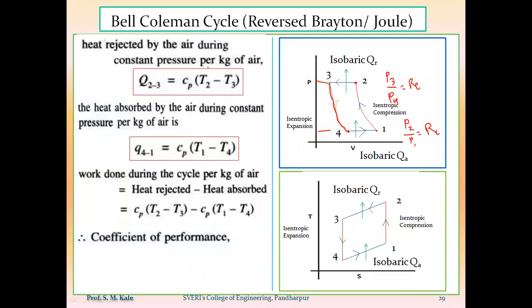So here P3 by P4 is called the expansion ratio, and P2 by P1 is called the compression ratio. Why? Because 1 to 2 is the compression process, so pressure after compression divided by pressure before compression is called the compression ratio, and 3 to 4 is the expansion process, so pressure before expansion divided by pressure after expansion is called the expansion ratio.